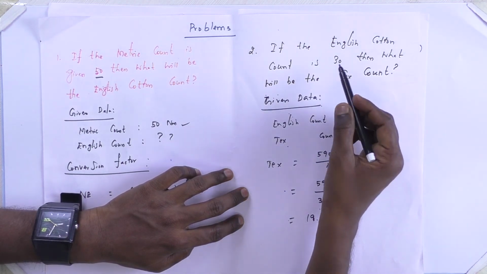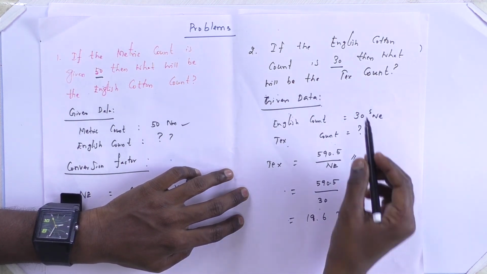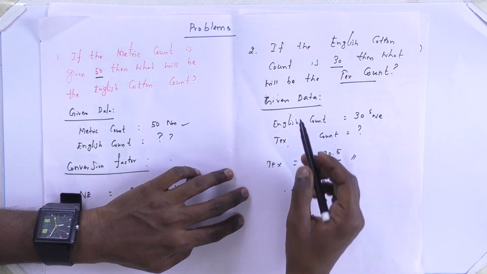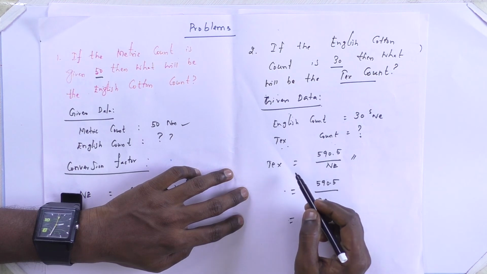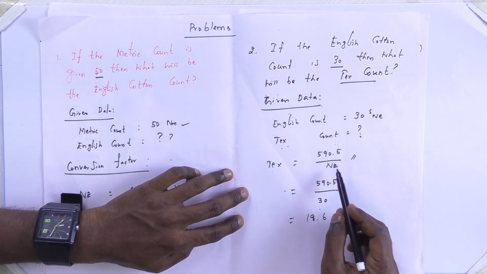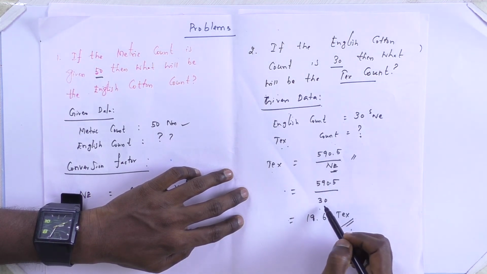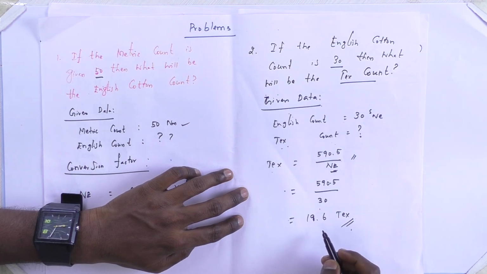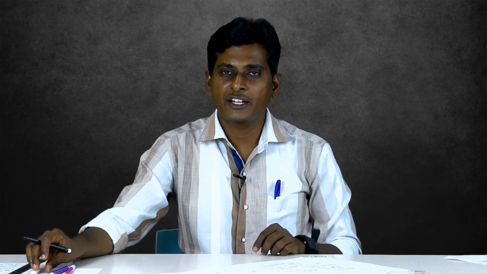So in the problem they give 30s English cotton count. What will be the tex count is the question. The given data is English count is 30s NE. What will be the tex count? We know the formula. Tex count is equal to 590.5 divided by English count. NE means English count. So 590.5 divided by 30. So the answer is 19.6 tex. In this way we can calculate the count from one count system to another count system.